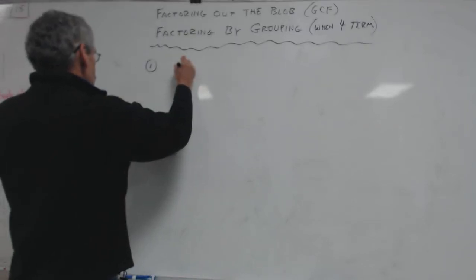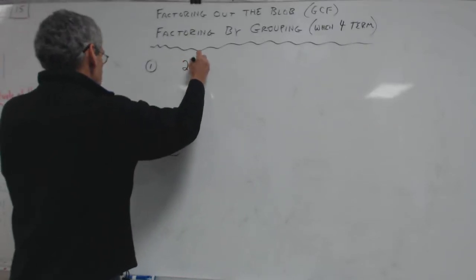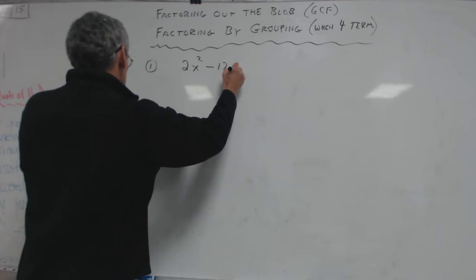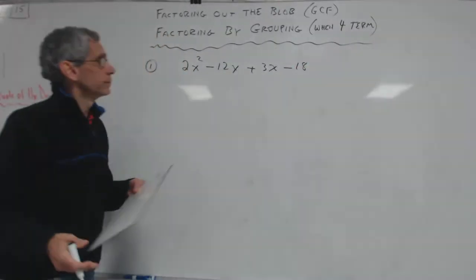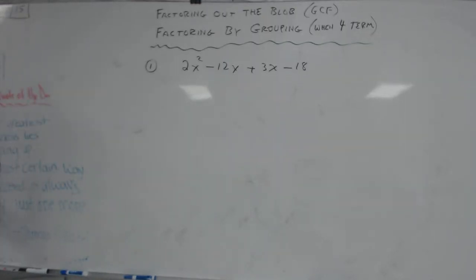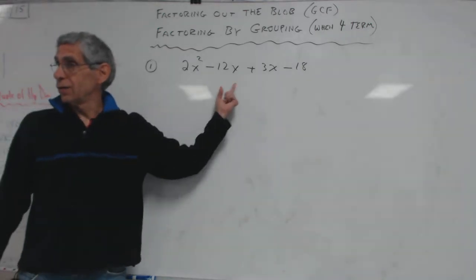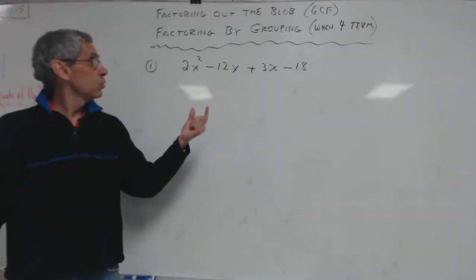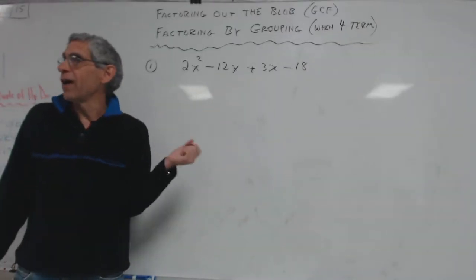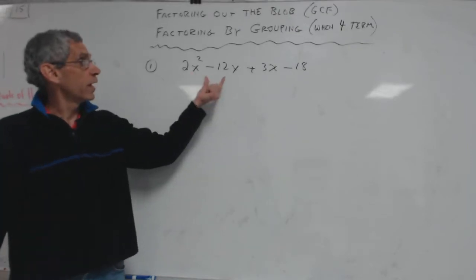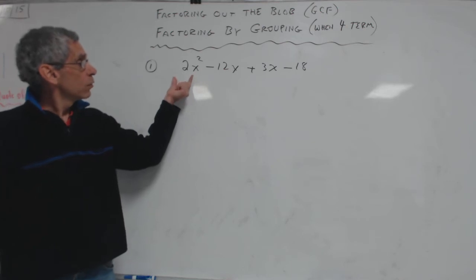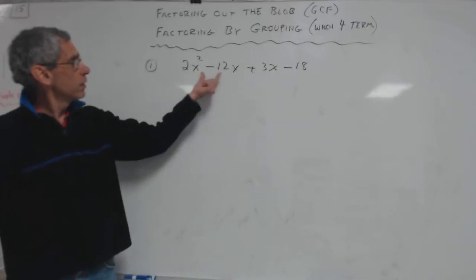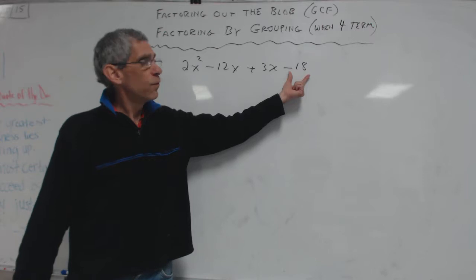Let's say we have 2x squared minus 12x plus 3x minus 18. Now, in this particular case, you could combine the 2 in the middle, and then you could factor it. The only thing is you don't know how to factor it yet. That would give you a quadratic trinomial, so we're not there yet. So for now, we notice how many terms? We have 1, 2, 3, 4.